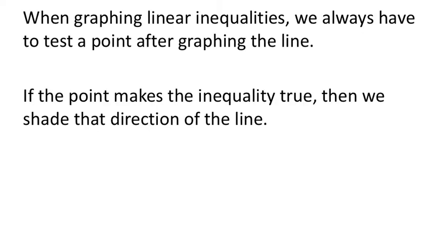When graphing linear inequalities, we always have to test a point after graphing the line. If the point makes the inequality true, then we shade that direction of the line. On linear inequalities, which you hopefully have seen, the lines will sometimes be dashed and sometimes solid.